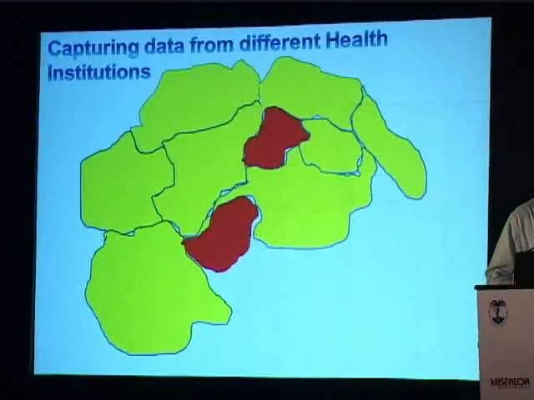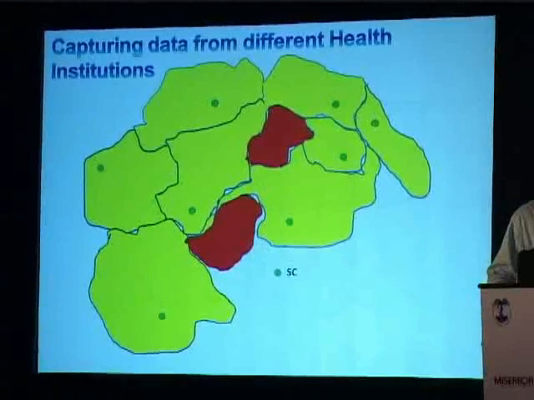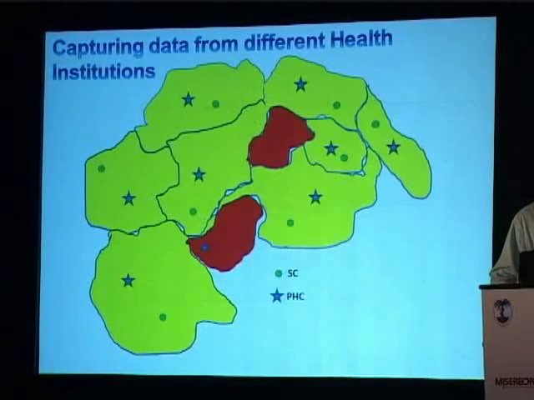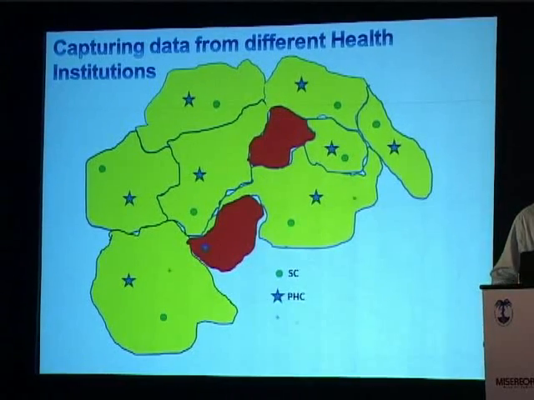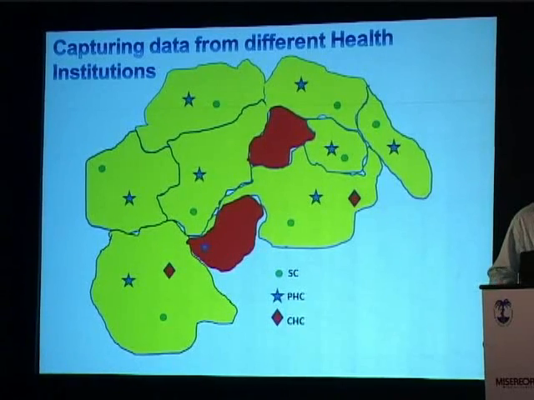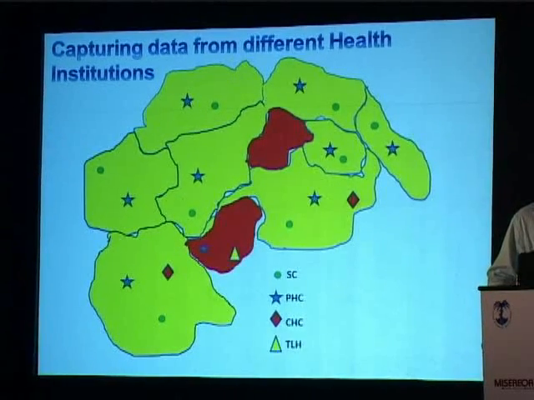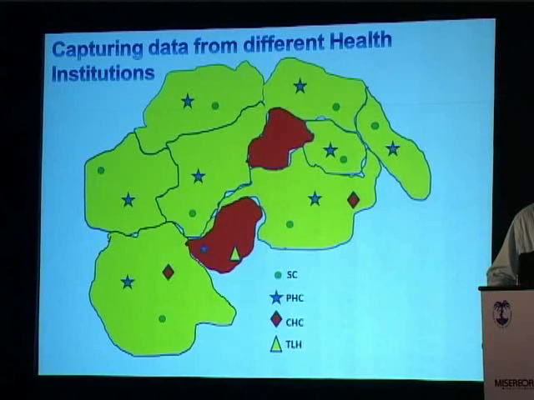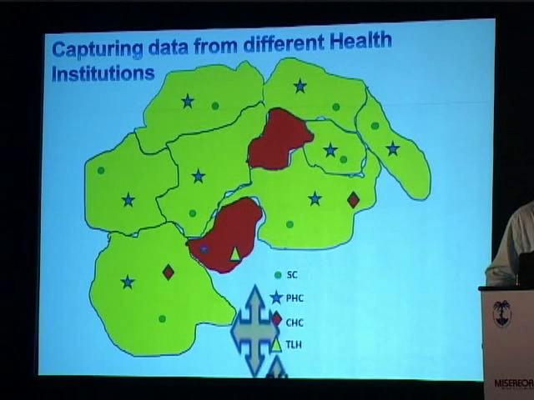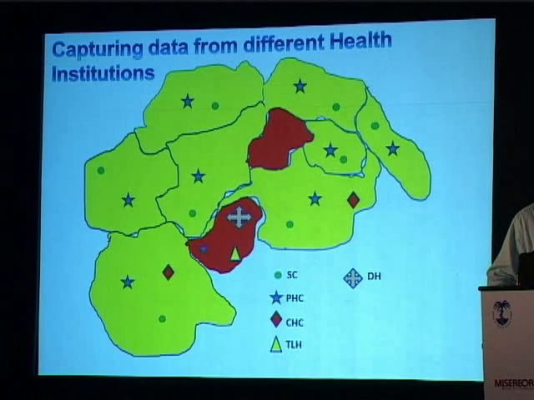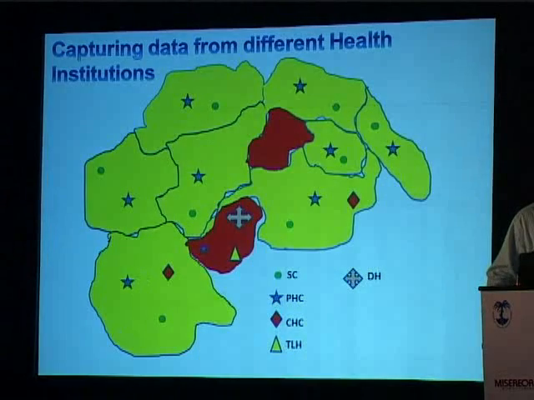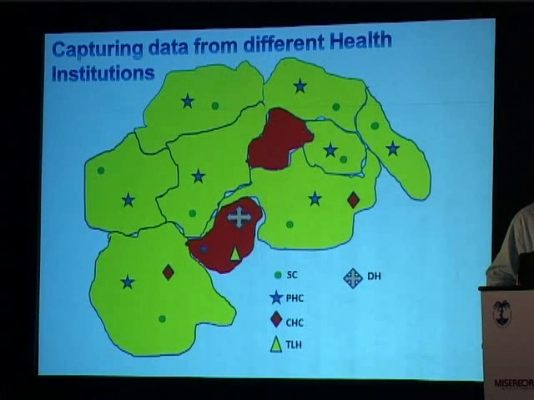The arrangement we have done in Karnataka is this: we have different types of institutions just like other states, like sub-centers, PHC, which is primary health centers, CHC, community health centers, and TLH, taluk level hospital. In some states they call it sub-district hospital. And we have district hospitals. Only these can be captured on the national portal. These are the physical available facilities.